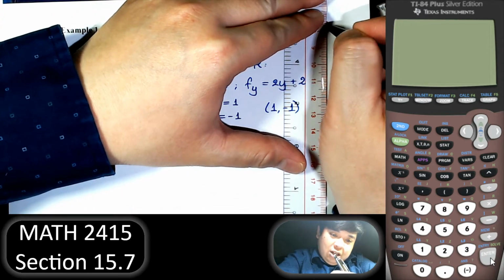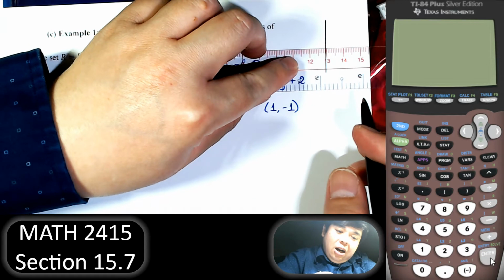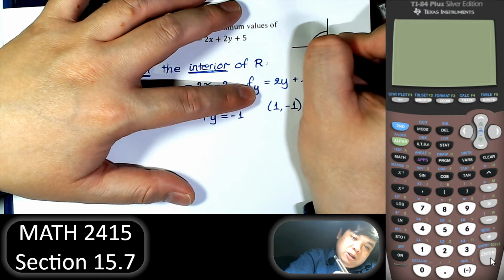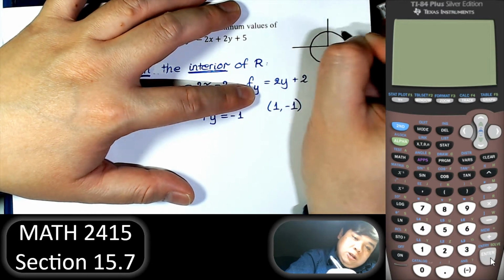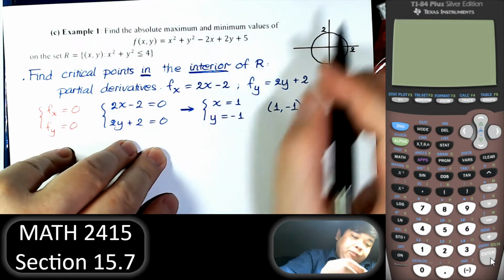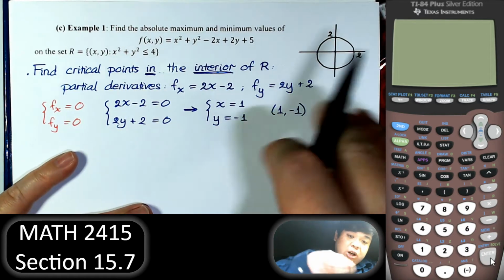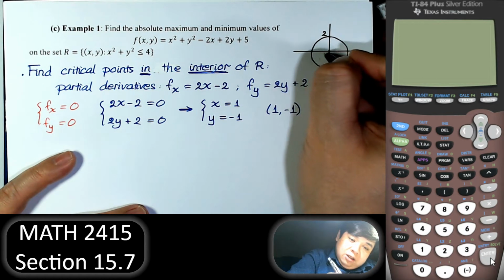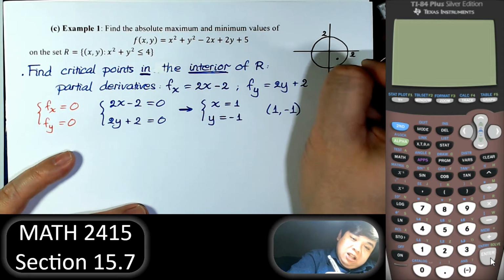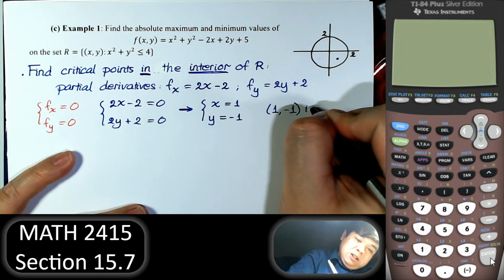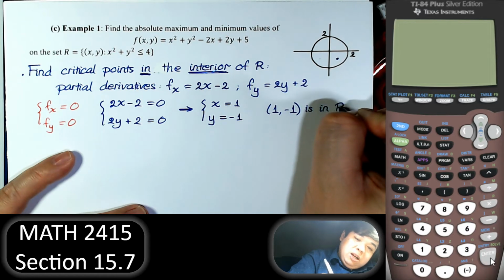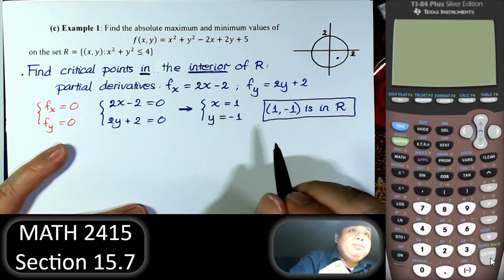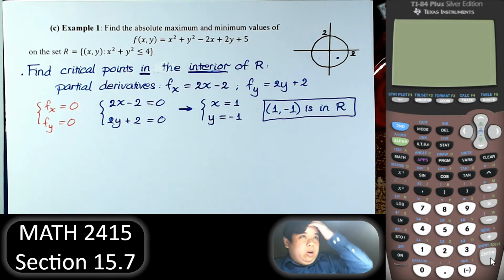So we're talking about the ball, radius 2, center 0. So we're talking about the ball, including the boundary and including the interior. And we have (1, -1), x equal to 1, y equal to negative 1. So yes, that point is in R, which is good. If it's not in R, we throw it away. This one is. So we find the critical point in the interior.